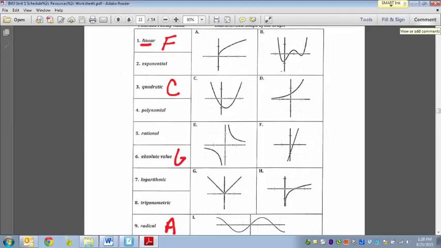So for where x is negative, it hovers near a particular line, typically the x-axis, and then when it gets past x equals 0, meaning where x is positive, the graph shoots up really, really quickly. So I would take a look at letter D for that one.